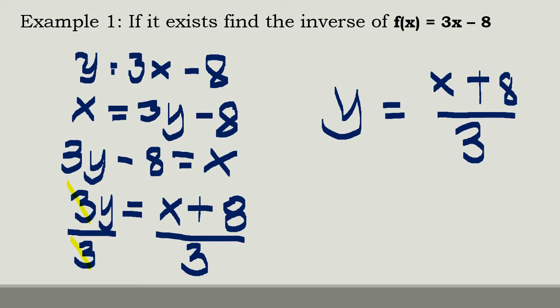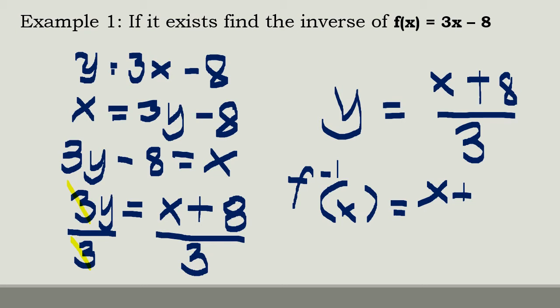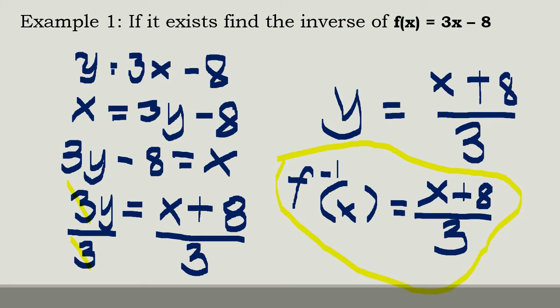So this is now the equation for y, and this is now the inverse of f of x equals 3x minus 8. But before that, we are going to write the inverse in its form: f raised to negative 1 of x is equal to x plus 8 over 3. Okay, so this is now the inverse of the given function f of x equals 3x minus 8.